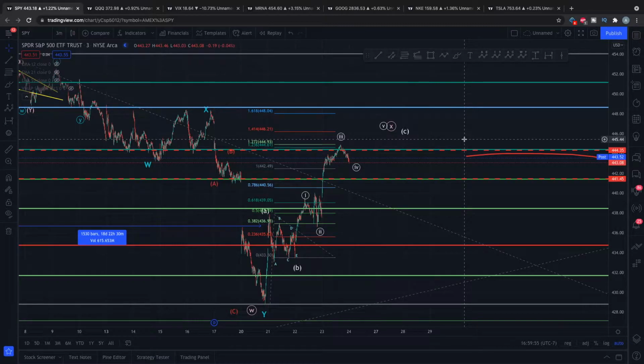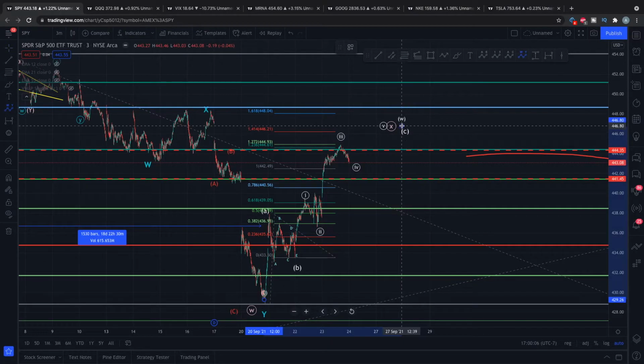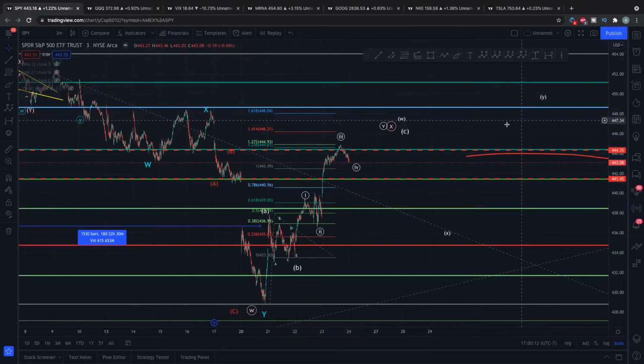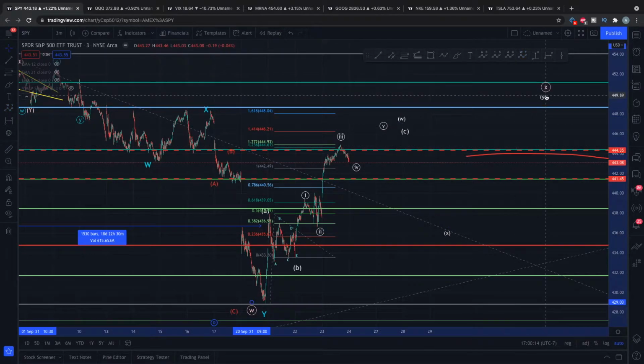So there is something I want to mention about this ABC correction. That forms the X. So there is unfortunately a possibility that we could have an ABC, and then this would form a W wave, and then we move downwards for an X wave. So we get this downside move, but then we push upwards again for a Y. So that would form another X wave right here. It's just this X wave would subdivide into a WXY. So that is a possibility.